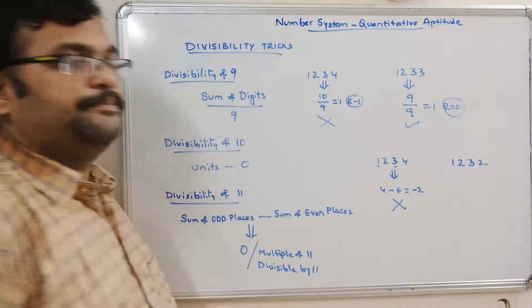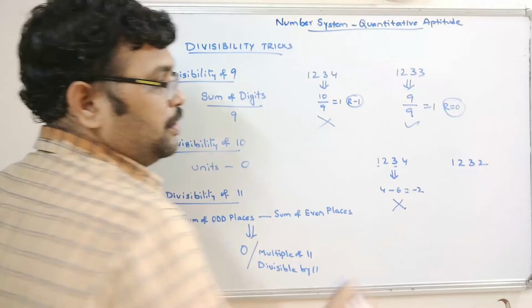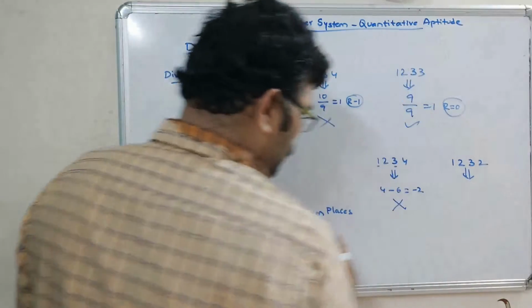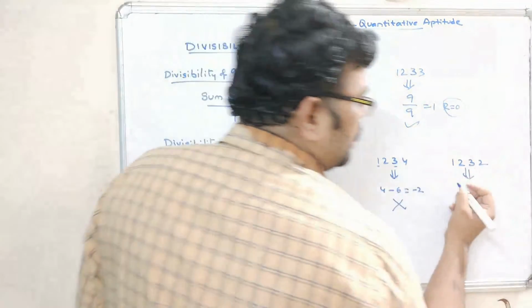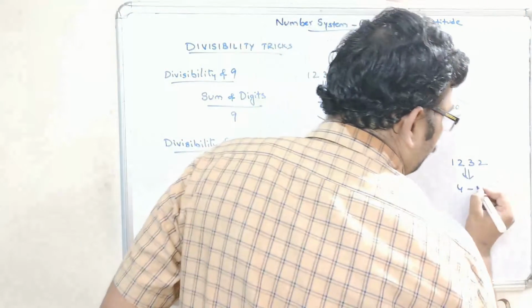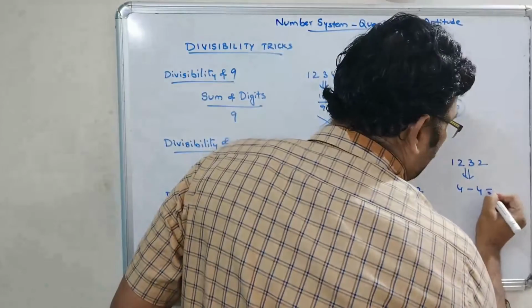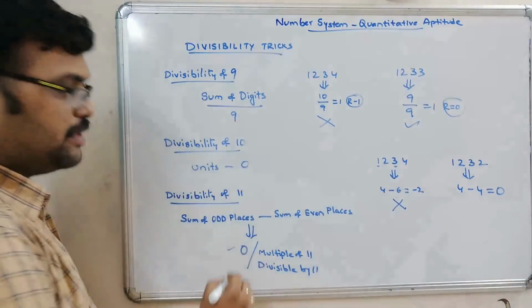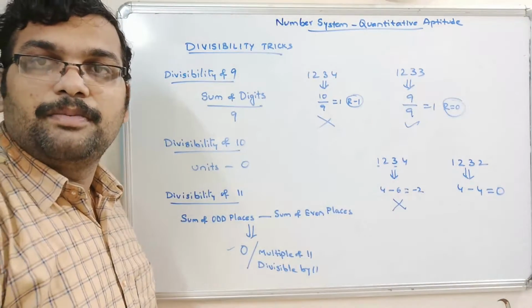1, 2, 3, 2. So the sum of odd places, 1 plus 3, is 4, minus the sum of even places, 2 plus 2, is 4, which is nothing but 0. So it satisfies. That means that number is divisible by 11.